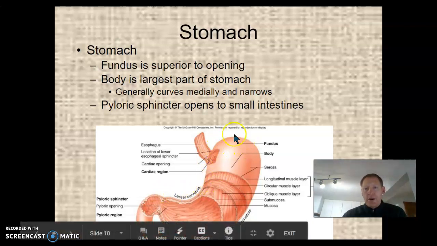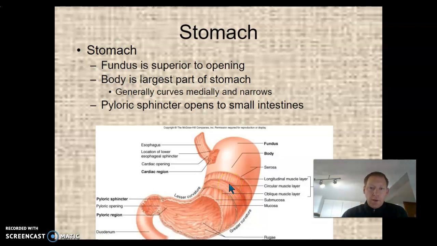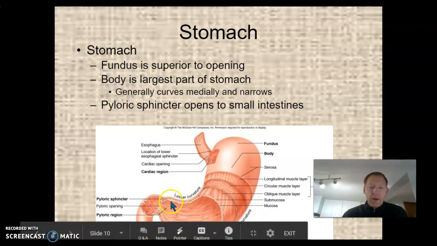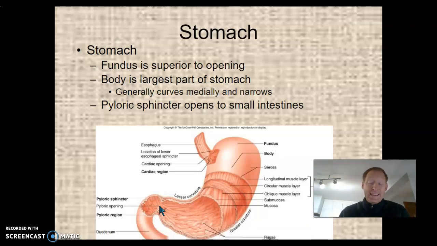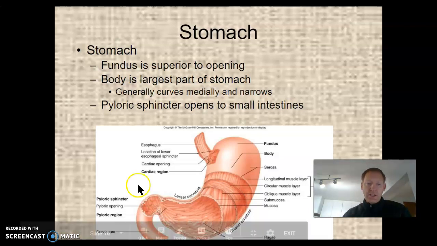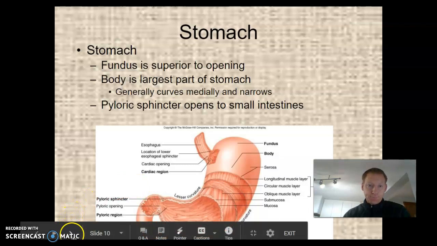So there is a part here called the fundus at the top of the stomach. There's the main body of the stomach. And it is curved and gets a little narrower. And then the other end of the stomach has another sphincter muscle. The purpose of that muscle is to make sure that all the contents stay in the stomach for as long as they need to go through the chemical and mechanical digestion that is occurring there.